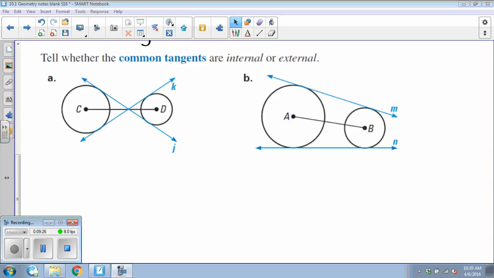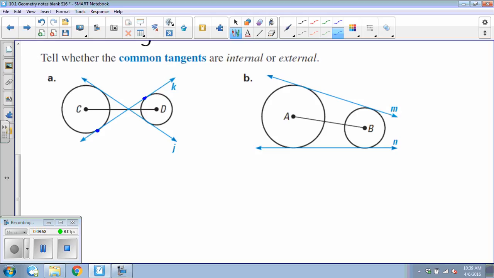Okay? So here we have circle C and circle D. This line right here, line K, is tangent to circle D at this point right here. Right? That same line is also tangent to circle C at that point right there. So because that line is tangent to both circles, it's a common tangent. Is it internally or externally tangent? Internally. That line goes between those two circles. So it's internally tangent. Does everyone see that?